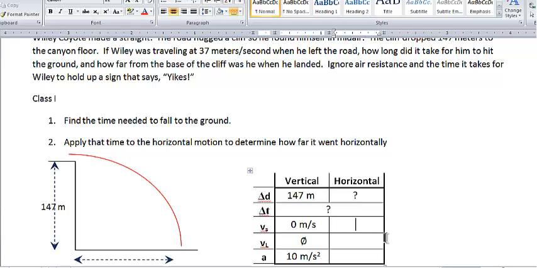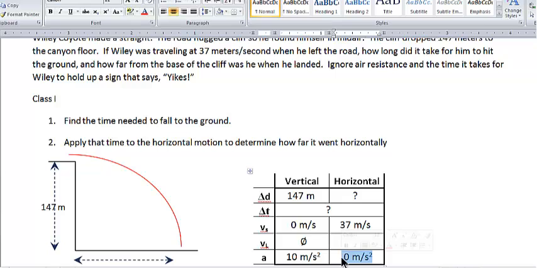His velocity horizontally when he started the problem was 37 meters per second. And of course, there's no acceleration horizontally. It takes forces to make acceleration. There's a vertical force, we call it gravity. There is no horizontal force working on this. He had attached himself to a spring. The moment he stopped touching the spring, he stopped accelerating. So he was in constant velocity flight.